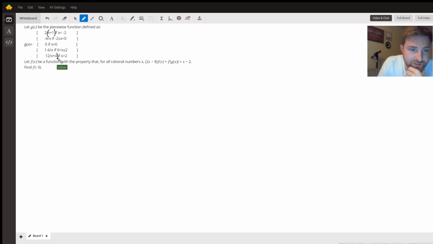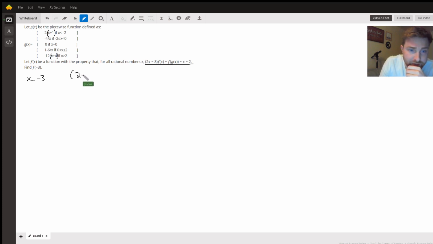Same thing with this x plus 4 over here. So yeah, that's a piecewise function. This will work. And it looks like we're looking for f of negative 3. The function f actually has this interesting relationship. So let's try, what if x equals negative 3? Because then f of negative 3 will show up, and maybe we could figure it out. So I'm going to try plugging it in.